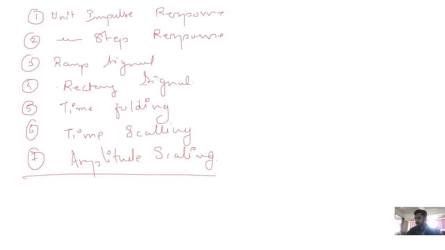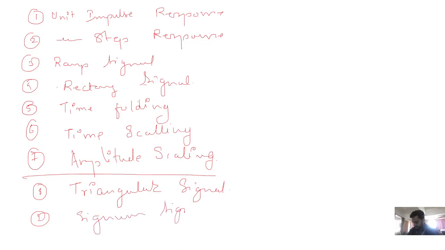Today what we are going to do is see three more signals. The first signal which we will see is a triangular signal. And then the second one, the signum signal. Okay, we will see only the equations for that. We won't be discussing this in much detail. Then the Gaussian signal. Okay, how this signal looks like and what is the equation for that, that we are going to see.